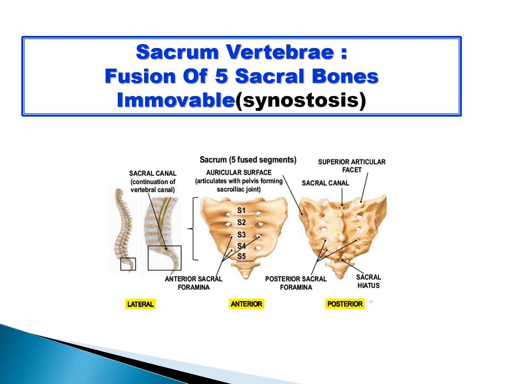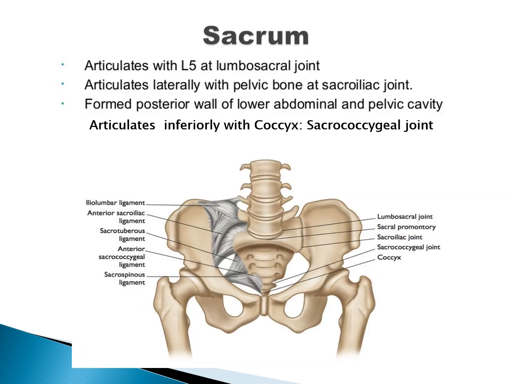The sacrum is formed by the fusion of 5 sacral bones. They are immobile, and this is related to synostosis. The sacrum articulates superiorly with the 5th lumbar vertebra, that is the lumbosacral joint, articulates with the 2 pelvic bones, that is the sacroiliac joint, and inferiorly it articulates with the coccyx, that is the sacrococcygeal joint.